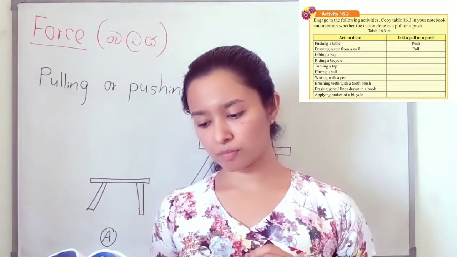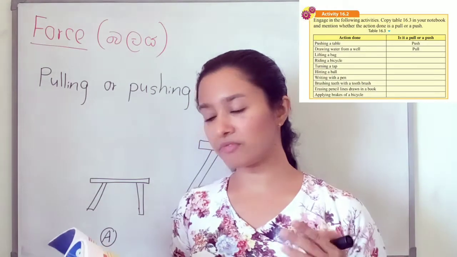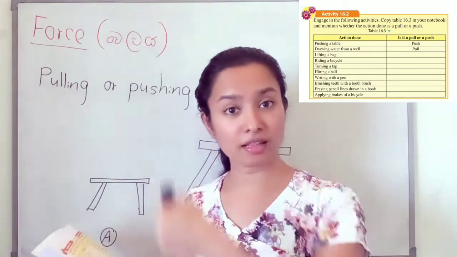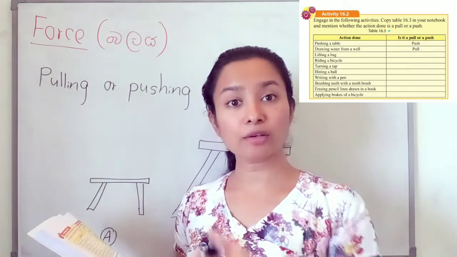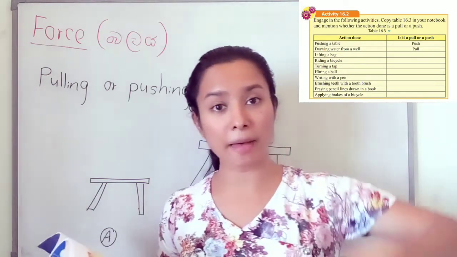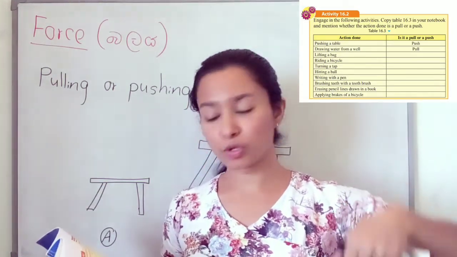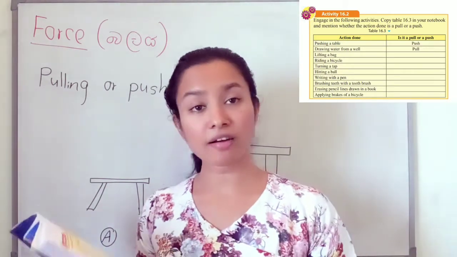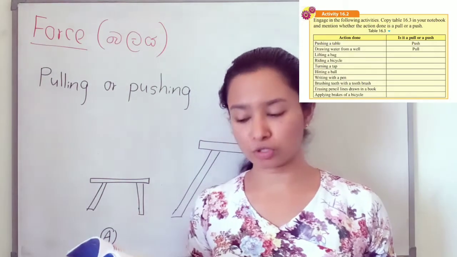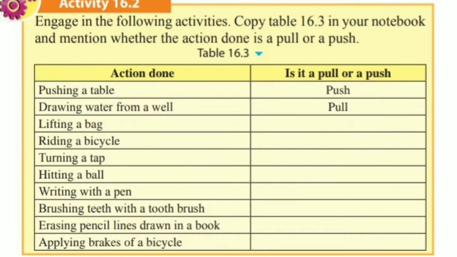So first one, pushing a table. Pushing a table. That means we apply a push. Then drawing water from a well. Drawing water, we have to apply a pull. Then third one, lifting a bag. Lifting a bag means upwardly pull. So you have to write pull. Then riding a bicycle. When riding a bicycle, we apply a push. Likewise, you have to complete this table. Okay, it is easy for you.